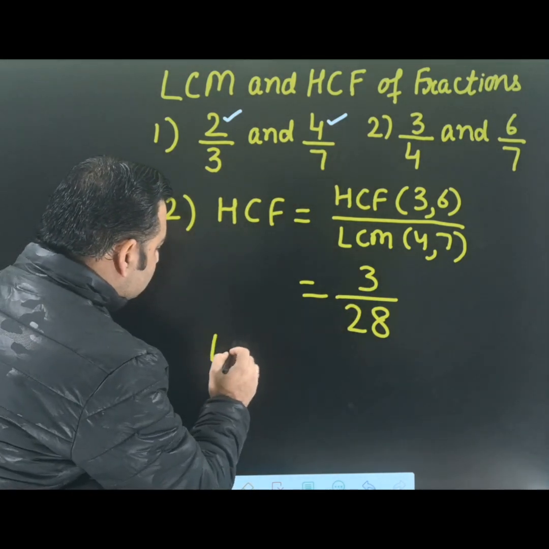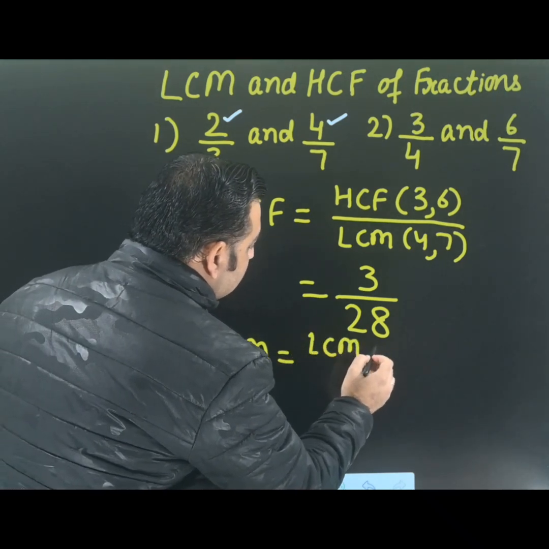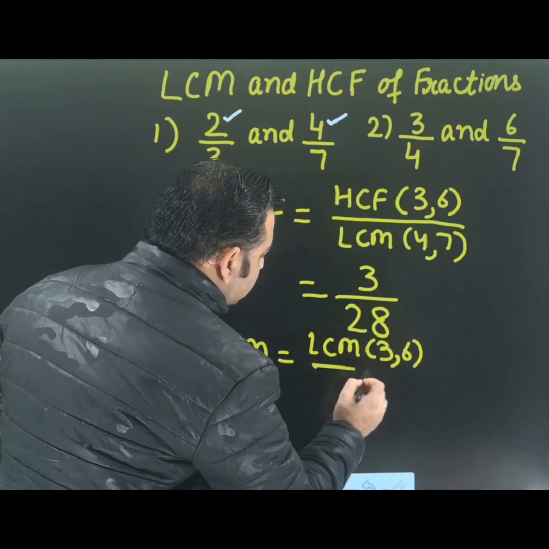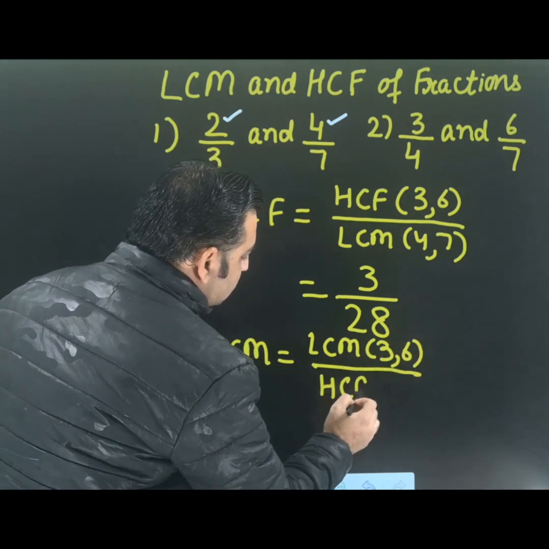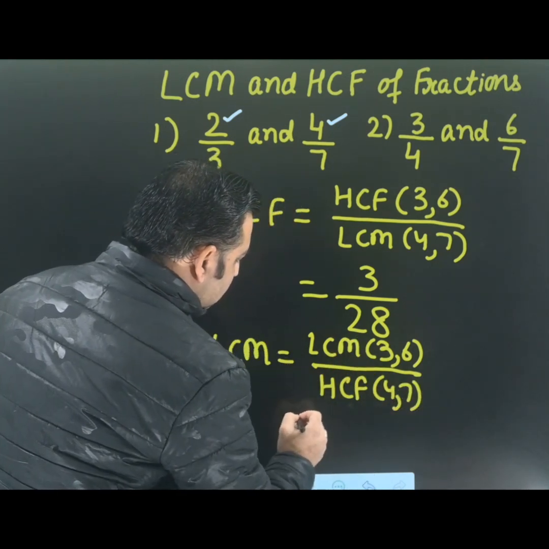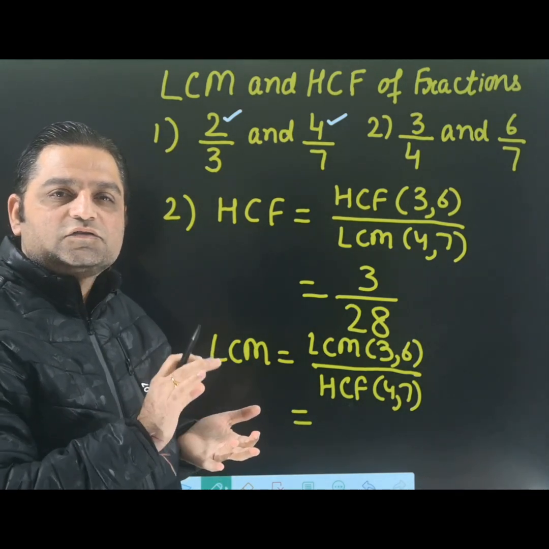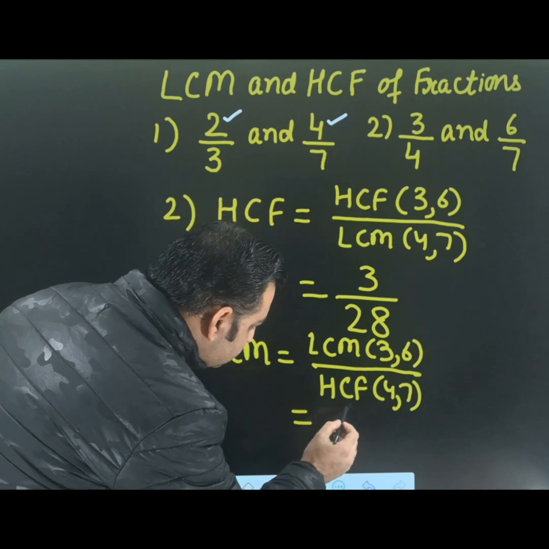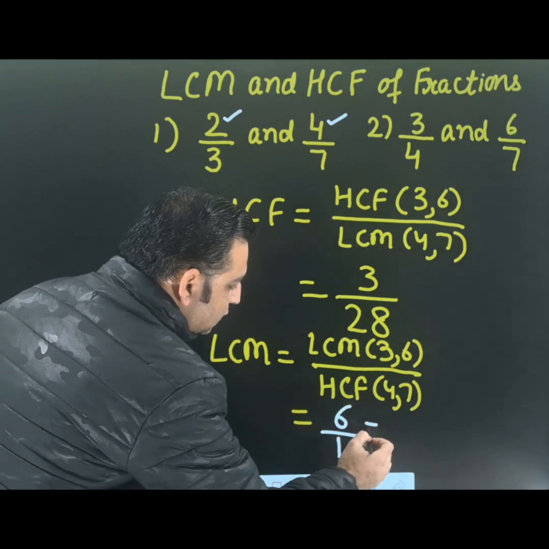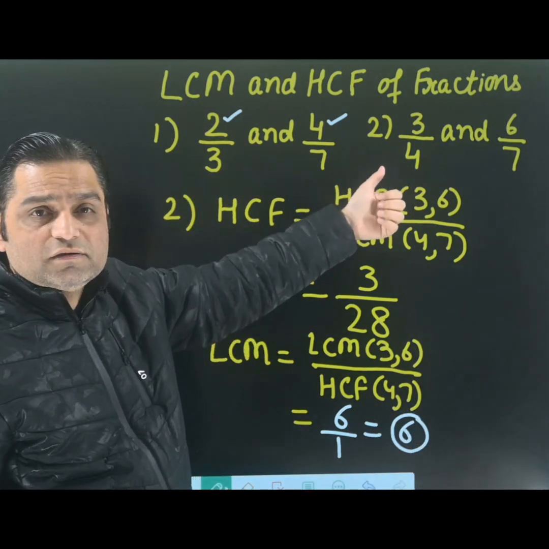Okay, fine. Let us do LCM. LCM means find LCM of numerator. Numerator is 3 and 6 to be divided by HCF of denominator, which is 4 and 7. Now, what is the LCM of 3 and 6? Least common multiple of 3 and 6 is 6 only, and HCF of 4 and 7 is 1. So your final answer would be 6. That means LCM of second question is 6.